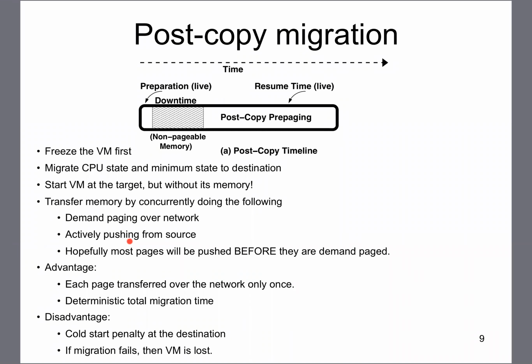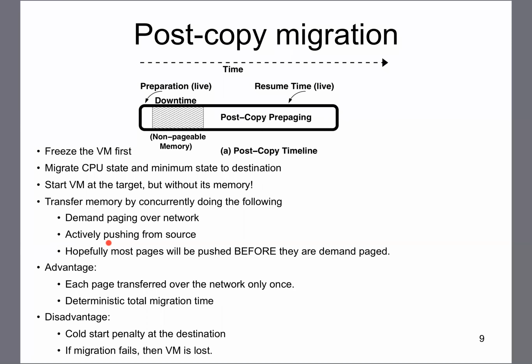And one of the goals of this active push phase is that you want to send a page over to the destination before the VM faults on it. So if you can guess ahead of time what pages are going to be needed by the VM right away, then you can hopefully send them to the destination before there's a page fault on them. To the extent that we can send the pages before a page fault, there will be fewer page faults over the network.